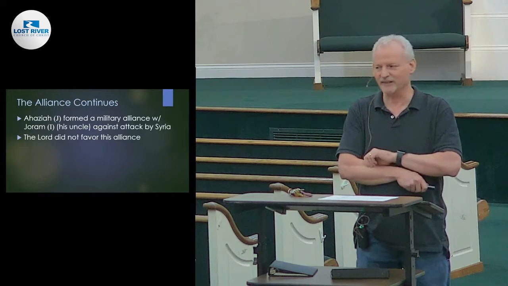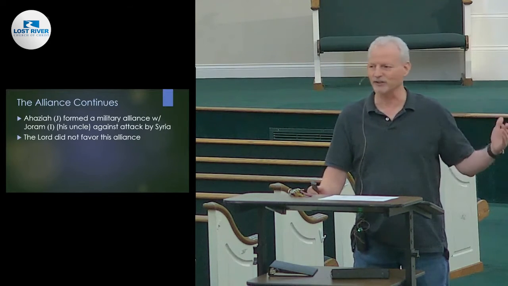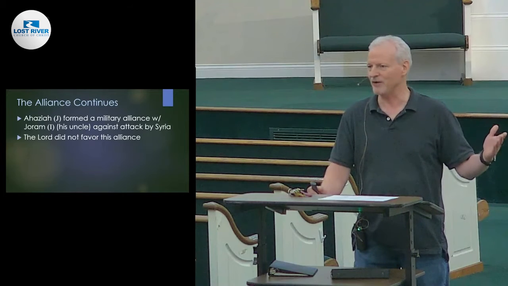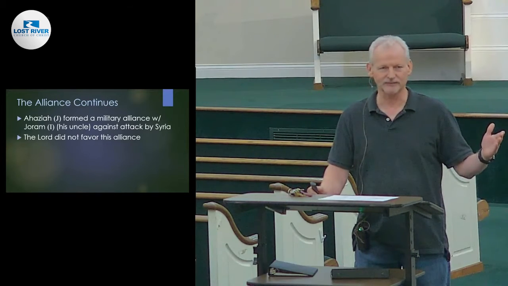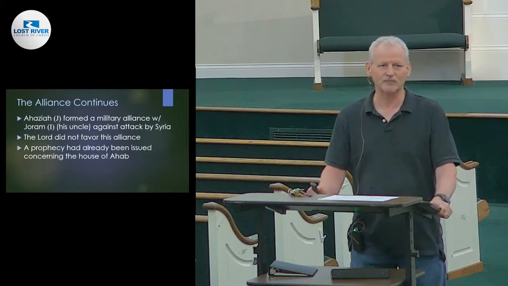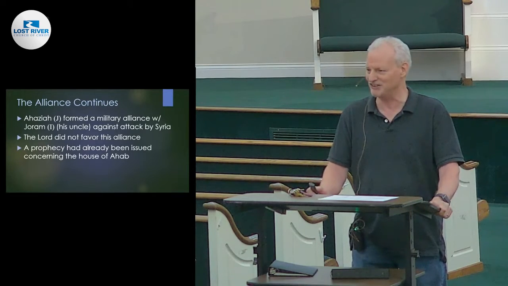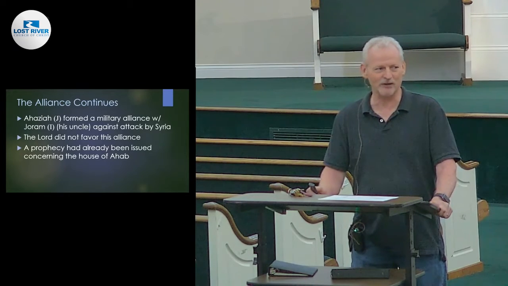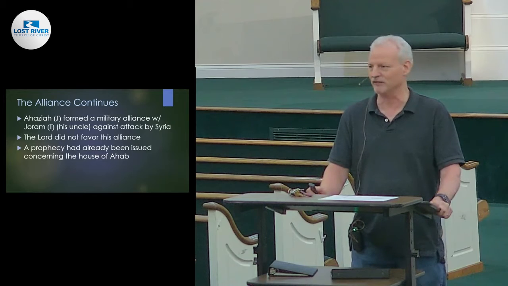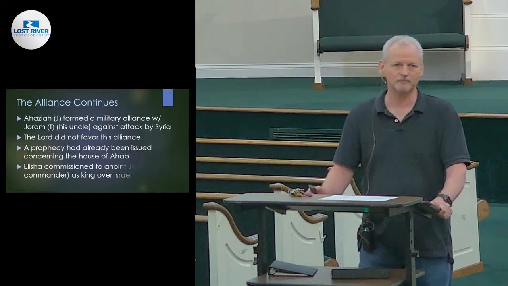But the kings of Judah seem to think that if they form an alliance with Israel, that will be their source of protection. That's never been the case, and it's not the case now. A prophecy had already been issued concerning the house of Ahab. So you're making an alliance with a doomed nation. This nation is surely to fail because the Lord has already prophesied that the whole house of Ahab is going to fall, including Jezebel, who's still at this time alive.